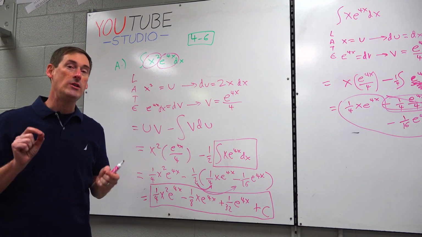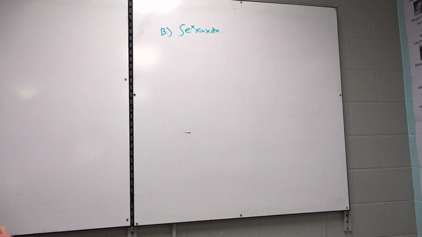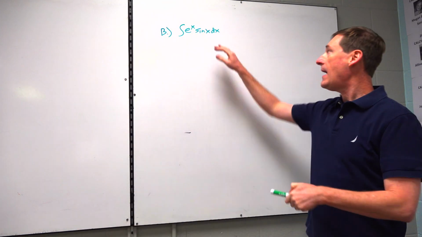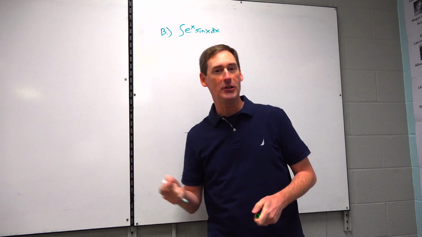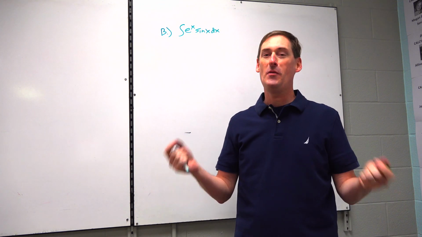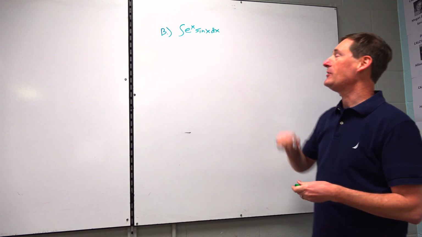What happens when double parts doesn't work? Watch this. So letter B, we've got e to the x times sine of x. I love this problem, all right? Calculus teachers, calculus students, they really enjoy this problem once they get to the end, and it's like, that was so cool. All right, so here we go.